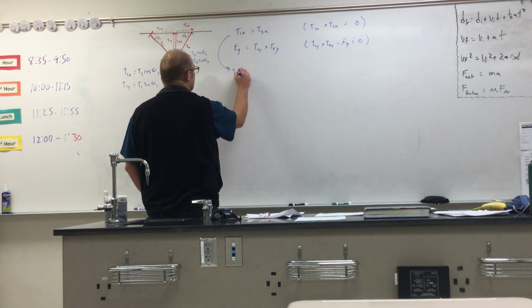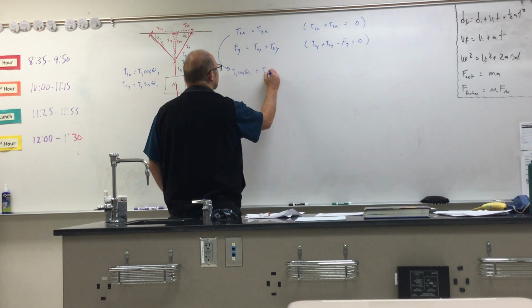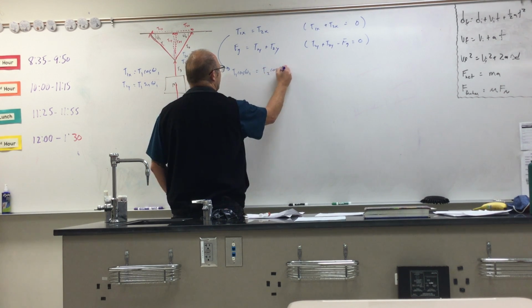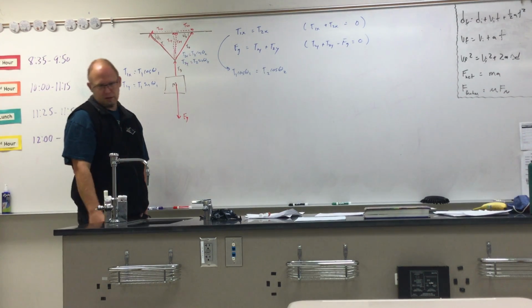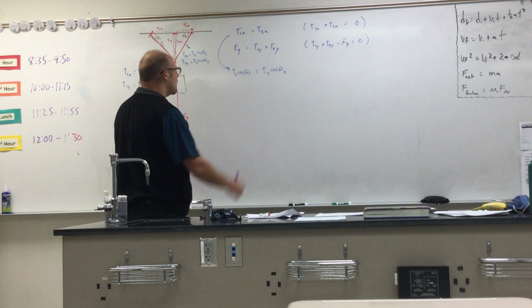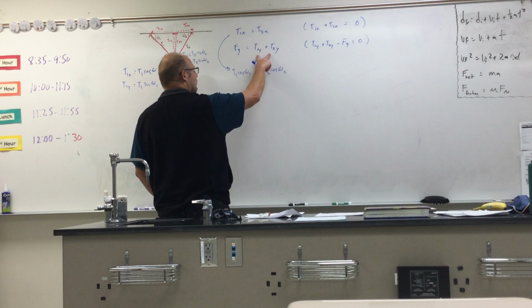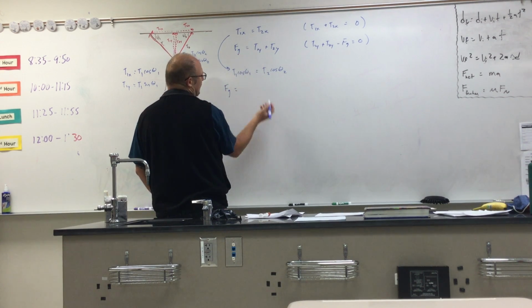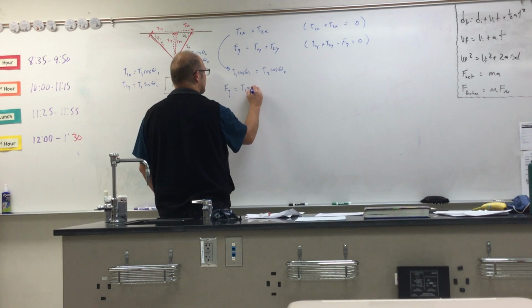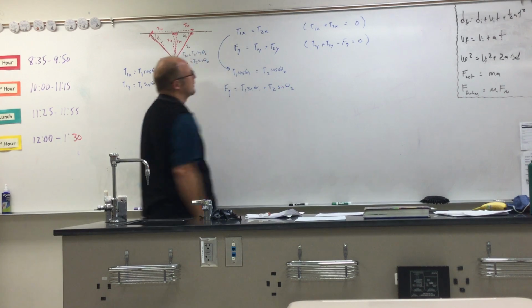T1x is really just T1 cosine theta 1, and that force has to be equal and opposite to T2 cos theta 2. I do want to point out that the thetas are given in the problem. Now let's rewrite these two, and say that FG is equal to T1 sine theta 1 plus T2 sine theta 2.